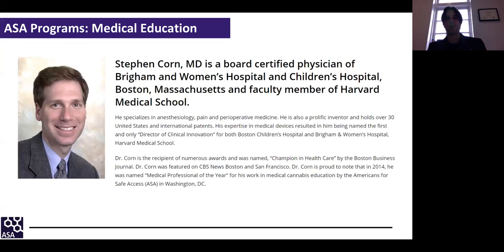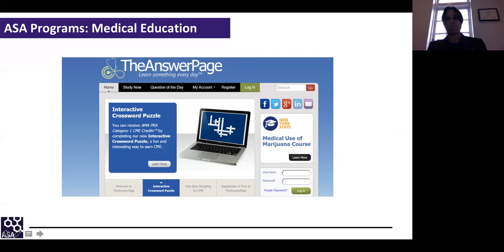But fast forward, and now we have folks like Dr. Stephen Korn from Harvard, who is promoting cannabis education for doctors. Really amazing program he has helped develop. He helped create and is running the answer page, which is online CME for doctors. And what's really nice about this for doctors is that the quizzes for competency with the program are in the form of crossword puzzles. So it's a little unique, a little more fun than your average quiz.